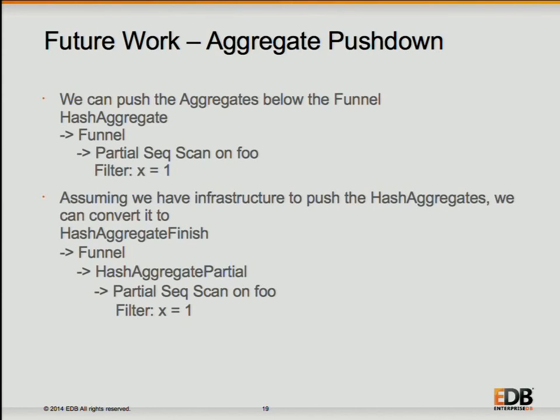So an append node has a series of different children that it runs one after another. And a funnel node has a single child that it runs multiple copies of at the same time. So there are other kinds of parallel nodes that might be useful besides funnel, right?